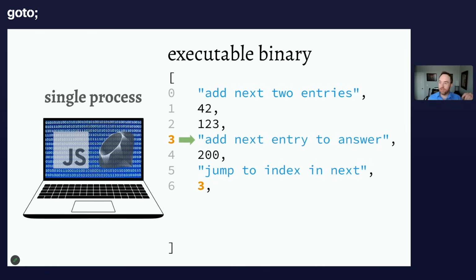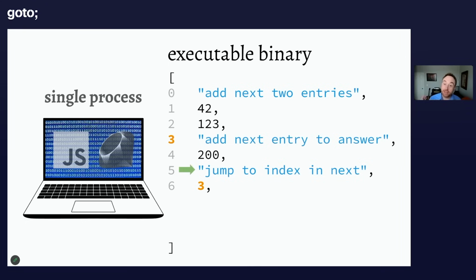At index 3, we've now done a goto. Hey, we've done a goto index 3, at which point we're adding the next entry to answer again. So now 42 plus 123 plus 200 again. And then we're going to come back to the jump, which is going to jump back there. And we've created our first infinite loop. Fantastic. So this is just going to keep jumping back and keep doing that loop around, adding 200 over and over again until it runs out of memory.